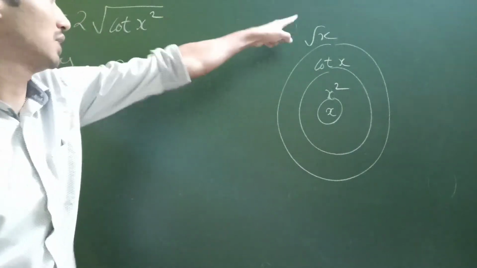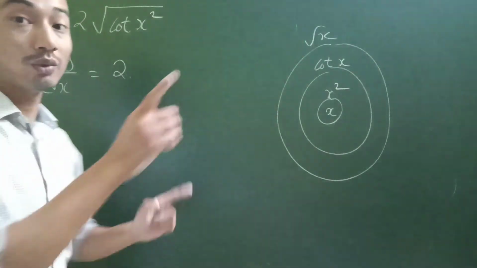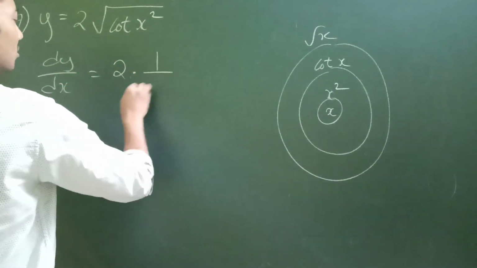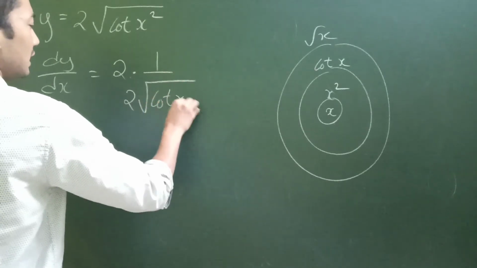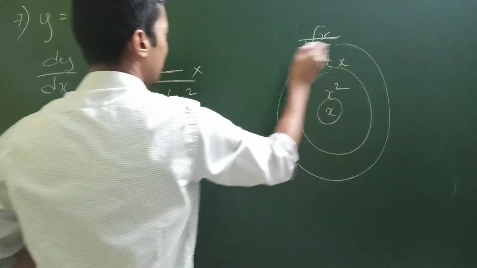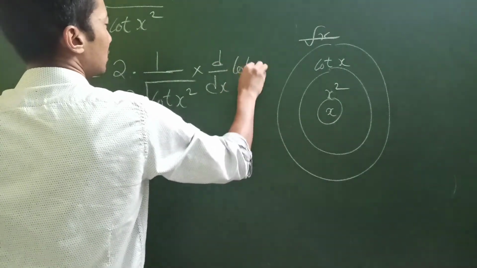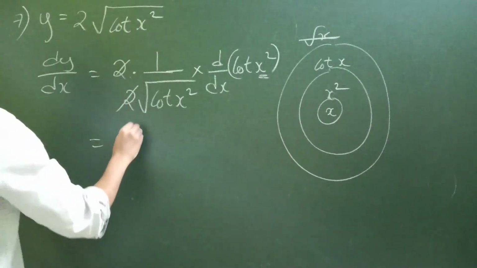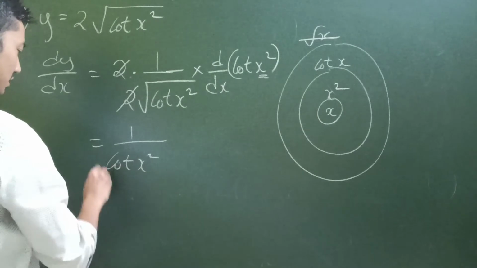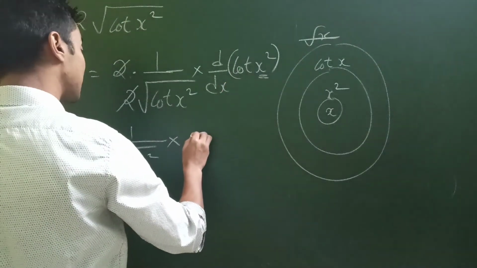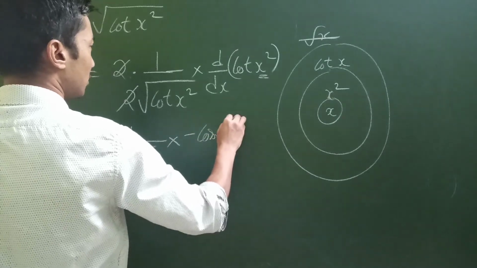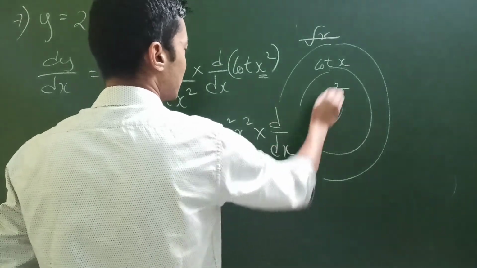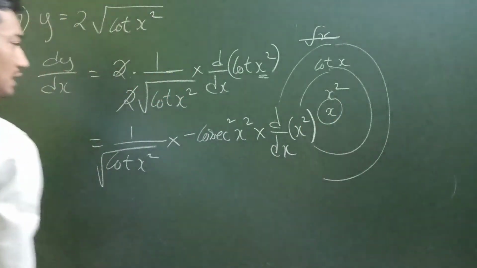So what we can do is first solve the root. I just told you the derivative of root x: 1 by 2 root x. So that's going to be 1 by 2 root of x. Now this part is done. Now let's solve this. The derivative of cot x square, let's not forget what we are assuming. 2 out, 1 by root of cot x square into the derivative of cot x square, which is minus cosec square x square into, finally, we will reach the ultimate home, that is x square.